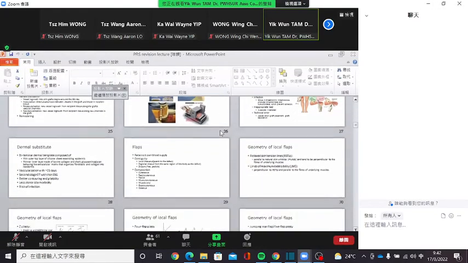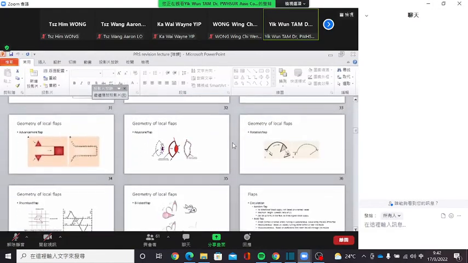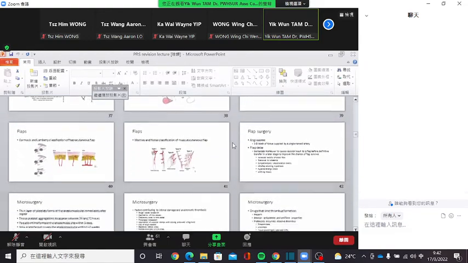Some more important areas, but not everything about plastics. So let's start with the acute burn management.